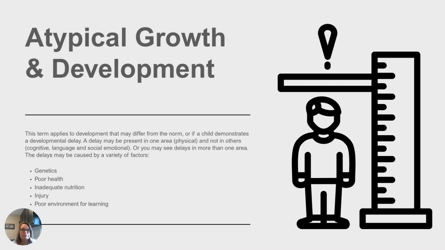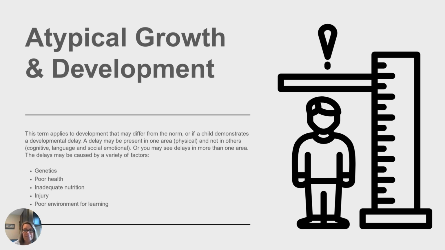Now let's take a closer look at atypical growth. This term refers to development that diverges from typical patterns or may even include developmental delays. It's important to remember that a delay can occur in just one area, like physical development, while other areas like cognitive, language, or social emotional may be progressing typically. Or multiple areas may experience a delay.